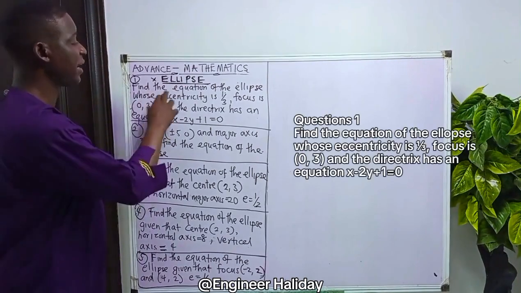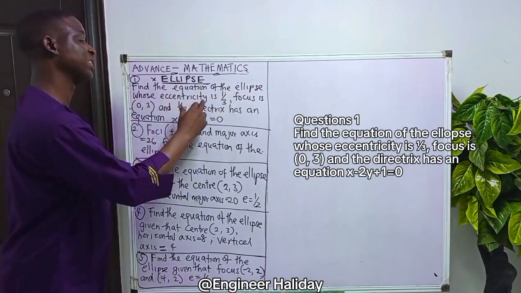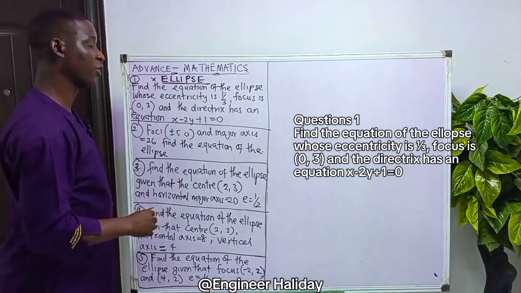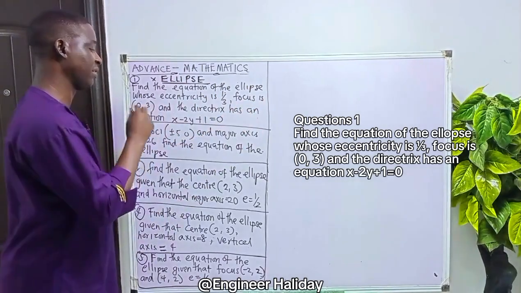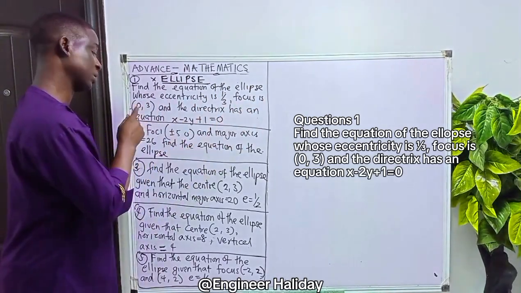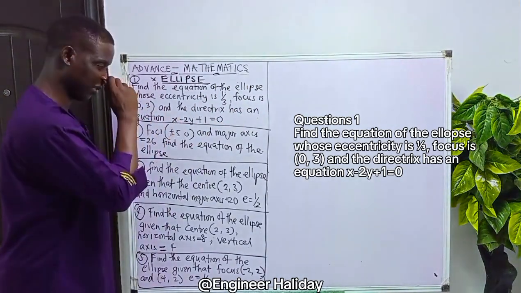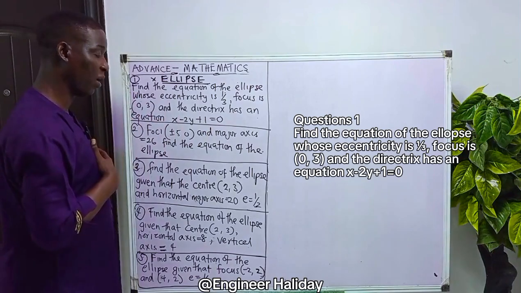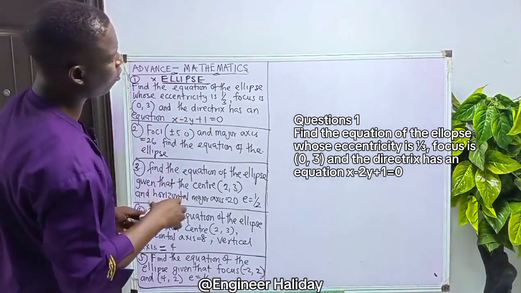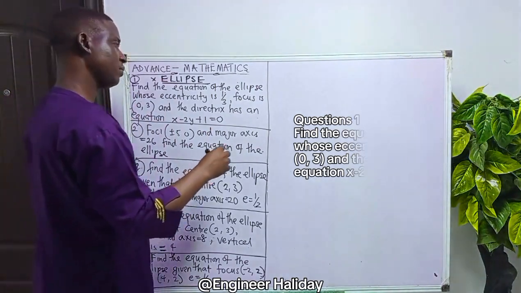It says, find the equation of the ellipse whose eccentricity is 1/3, focus is (0,3), and the directrix has an equation of x minus 2y plus 1 equal to 0. And what we want to do is this.